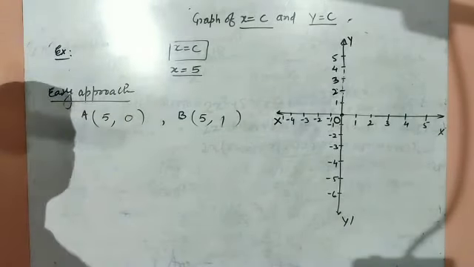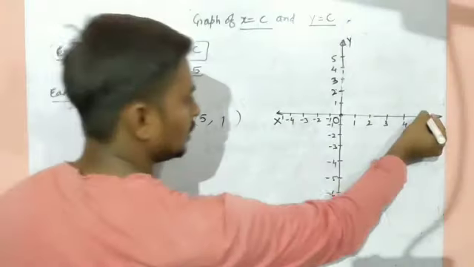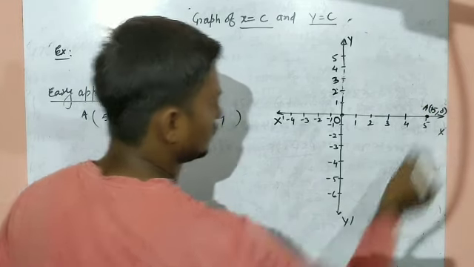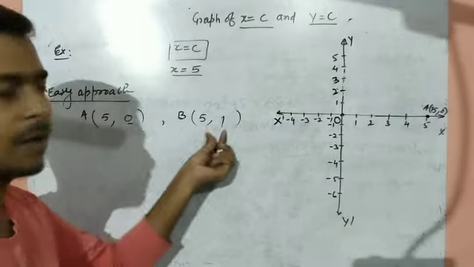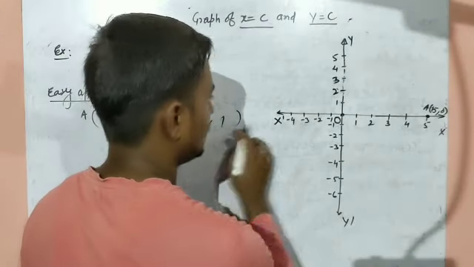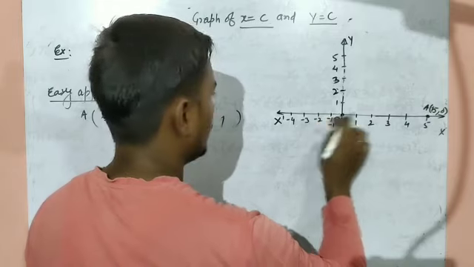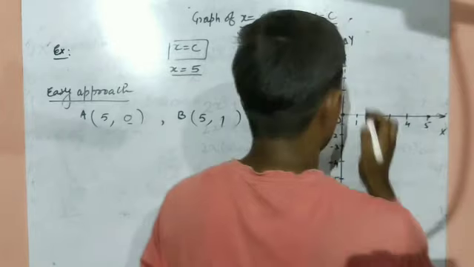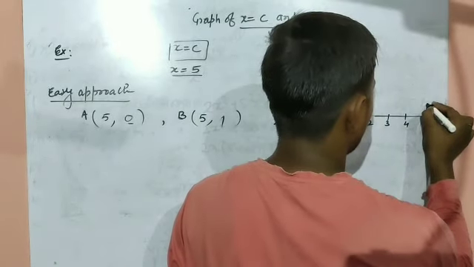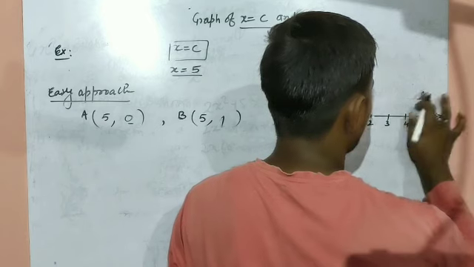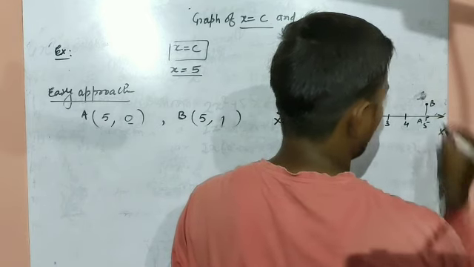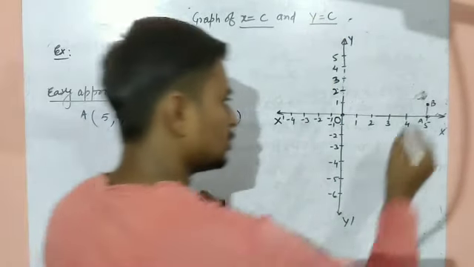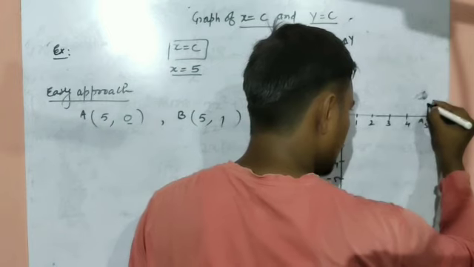So 5 comma 0 means y is 0, means x-axis is 5, here is 5 comma 0. And this is 5 comma 1, means in x direction you have to move 5, and in y direction from there you have to move 1 unit above. So we will reach here. This will be point B, and this will be point A. So these two are the points. Just join these 2 points by a line and produce it.